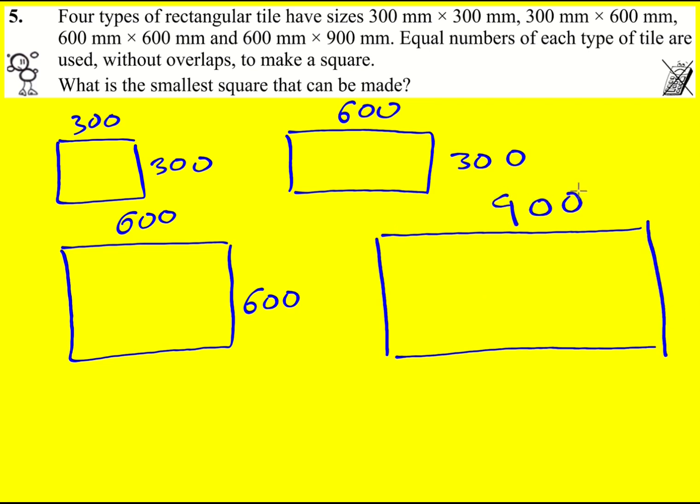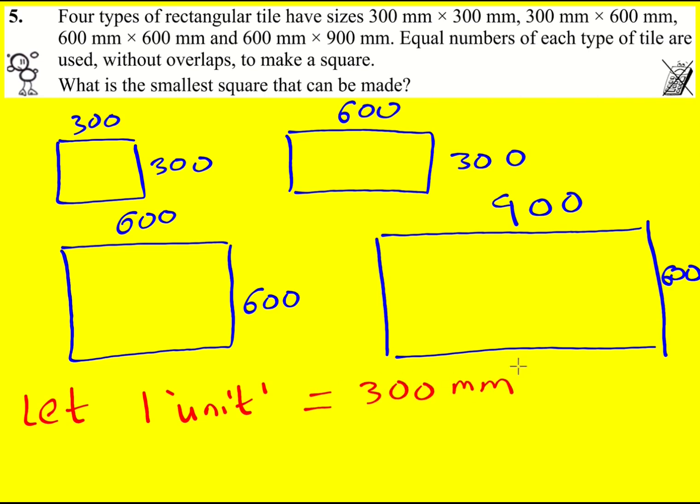Okay, now these numbers are not that easy to deal with. So a little trick you can use is to change the unit. Instead of working in millimeters, we could change it to centimeters, but instead let's let 1 unit, we can just make our own measurement up basically. 1 unit equal 300 millimeters. And suddenly this question becomes a lot simpler because this is just a 1 by 1 square.